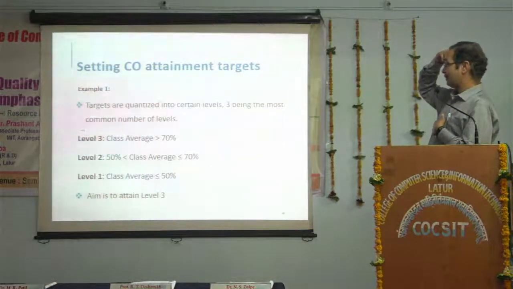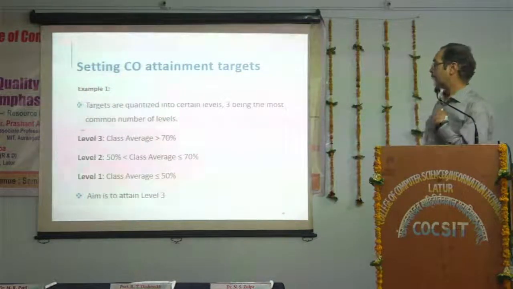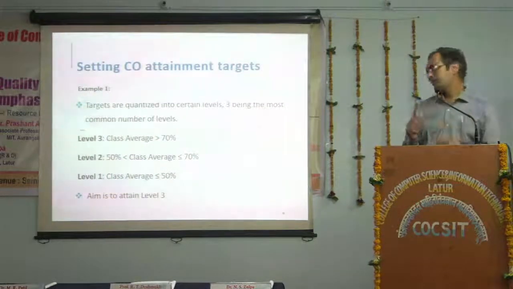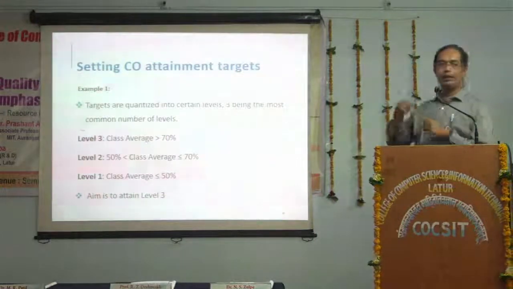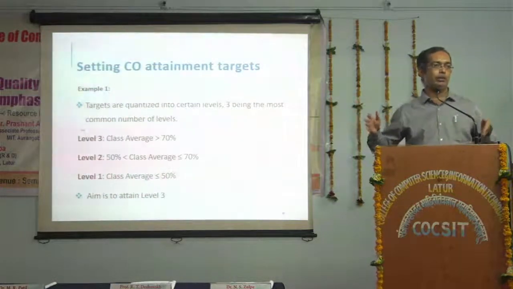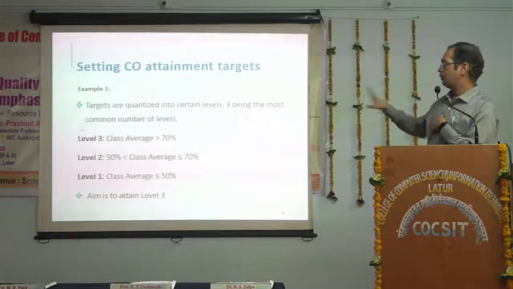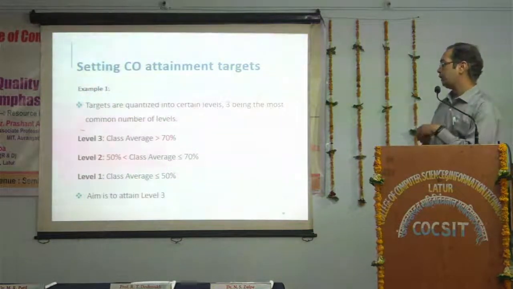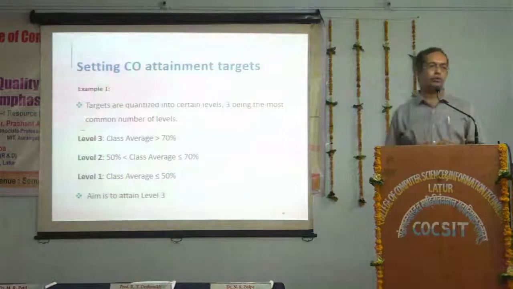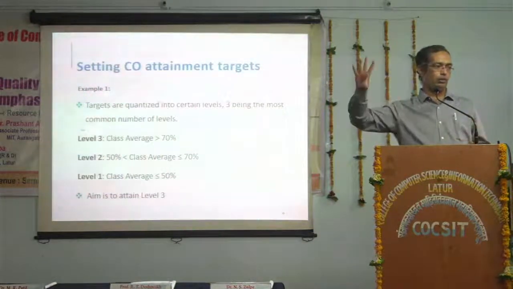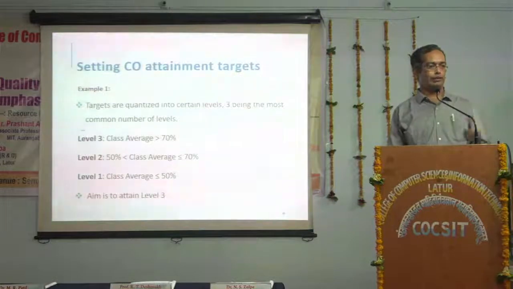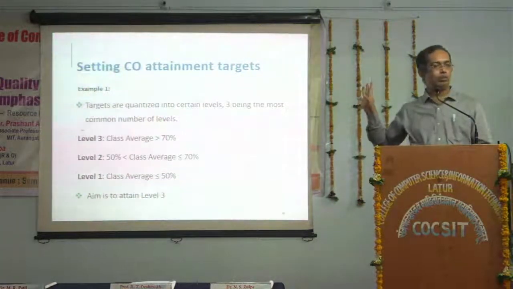So these are quantified at certain levels. Here I am using an example of 3. In level 3, I say that my class average should be greater than 70%. At level 2, I say that my class average should be greater than 50% and equal to or less than 70%. So I have defined a range in which, if your class average falls in this, you can say level 2 has been achieved. And if my class average is below or equal to 50, in that case I say level 1. Class average means the mean of the total marks that the students have attained. If it is a credit, you can convert the credits into marks. So this is generally the process to do that.